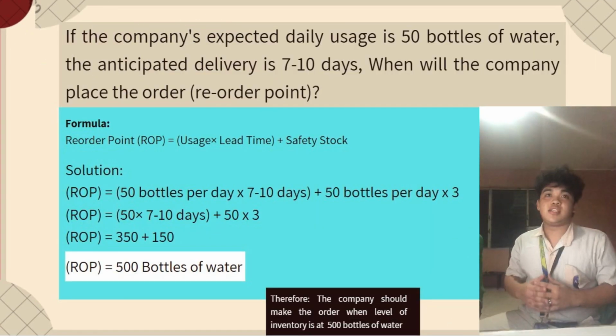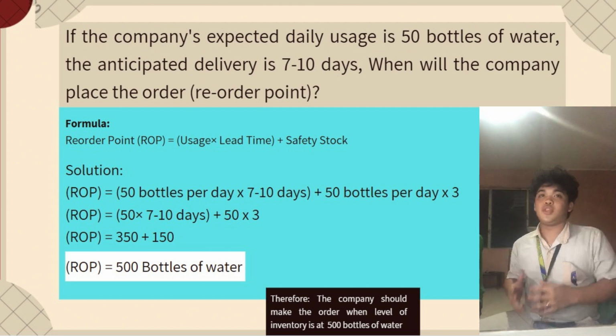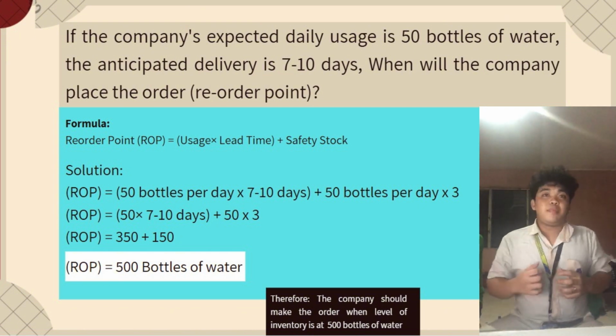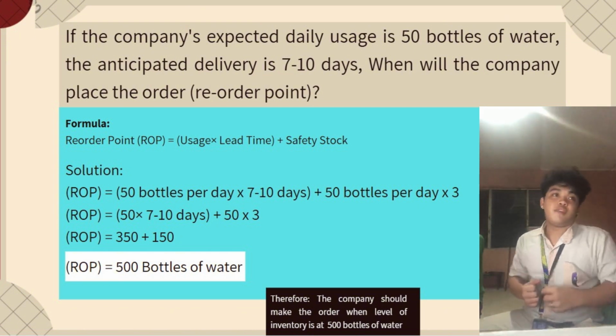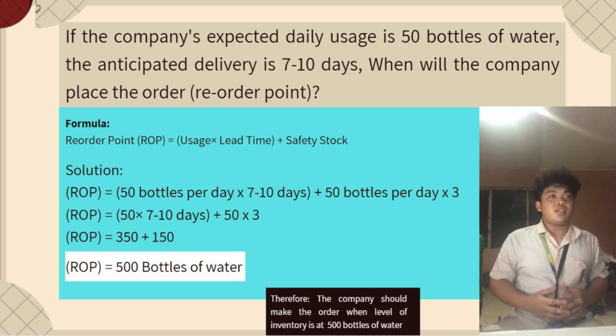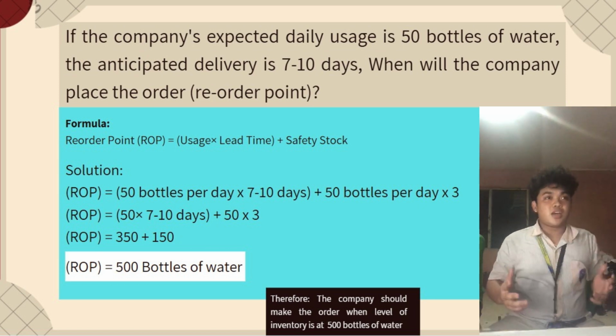So here we have the example. If the company's expected daily usage is 50 bottles of water, the anticipated delivery is 7 to 10 days. When will the company place the order? So the formula here: reorder point equals usage, which is 50 bottles, times lead time, which is 7 to 10 days, plus safety stock, which is 3 days.